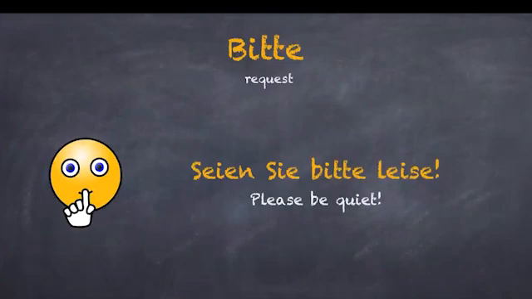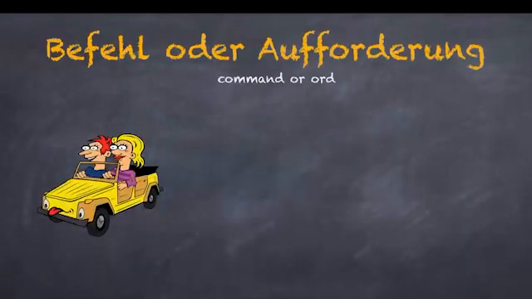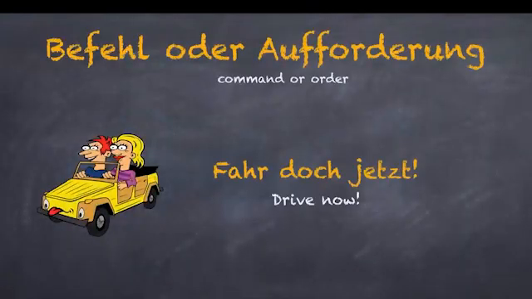Let's look at another request. Seien Sie bitte leise. Here also the verb is in the first position and the sentence ends with an exclamation mark. Since both the sentences are a request, you would find the word bitte in the sentence. Moving on to the next use.